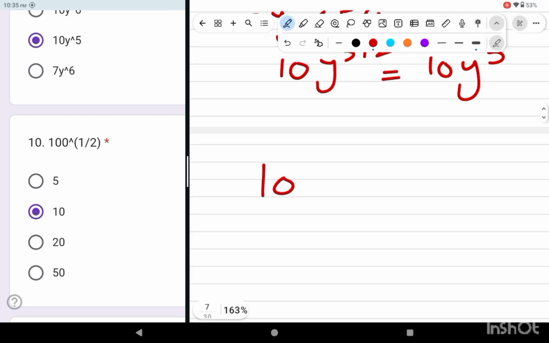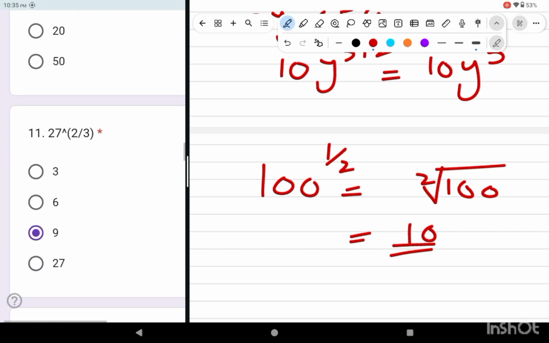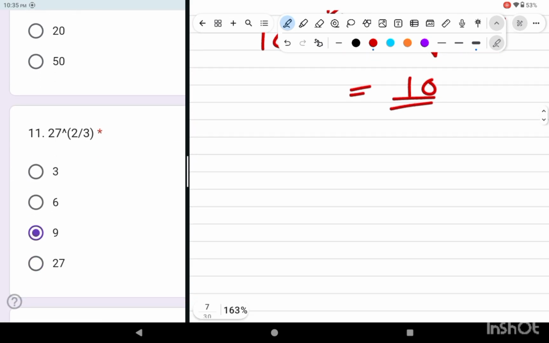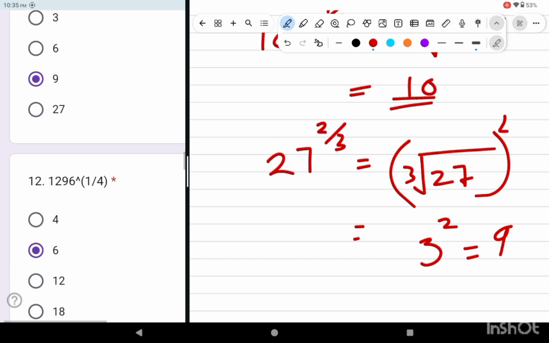For number 10 question, 10 raised to power 1 over 2. This is a fractional index. The fractional index with a denominator of 2 means square root. So the square root of 100 gives us 10. Next, 27 raised to power 2 over 3. This is a fractional index of 3, which means cube root of 27. Numerator 2 means raised to power 2. Cube root of 27 is 3, raised to power 2, that gives us 9.